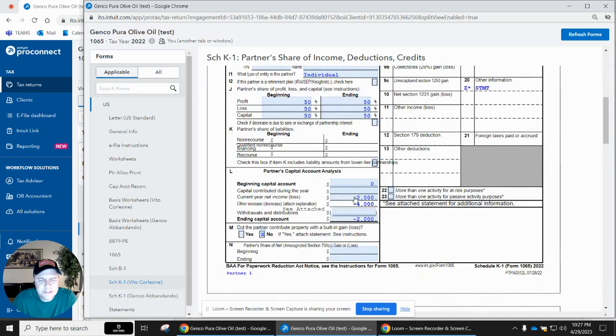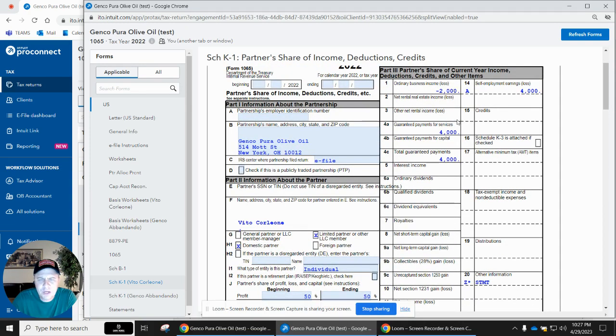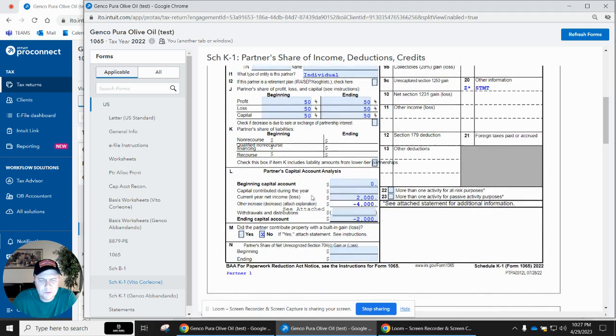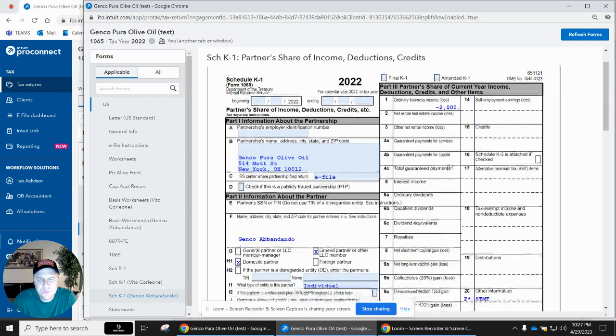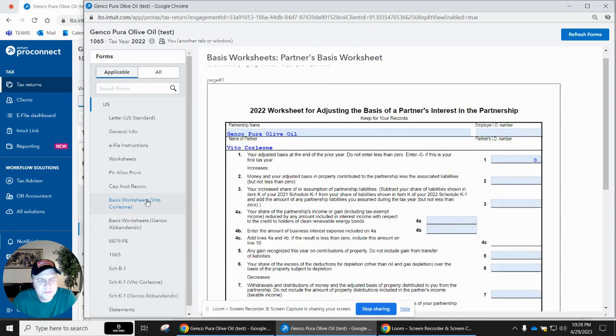Quickly, we'll look at the capital for the partners. This is the current year income that's derived from the negative $2,000 loss plus the $4,000. Sorry, that's the current year increase. Then the $4,000 decrease from the M-2 gets applied fully to partner number 1. That brings your ending capital account down to negative $2,000. For partner number 2, we just have the negative $2,000 from the 50% of the loss.